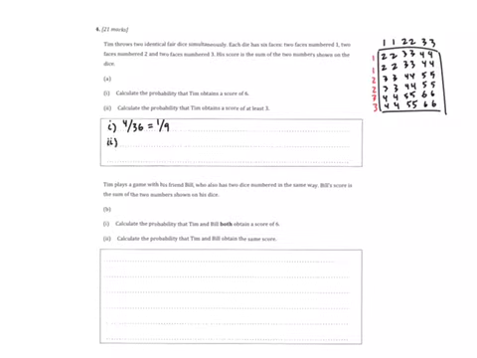Okay, and the second part says calculate the probability Tim obtains a score of at least 3. So that would mean we could take 1 minus the probability that Tim scores exactly 2, right? Which would be 1 minus 4 36ths, which would be 32 36ths.